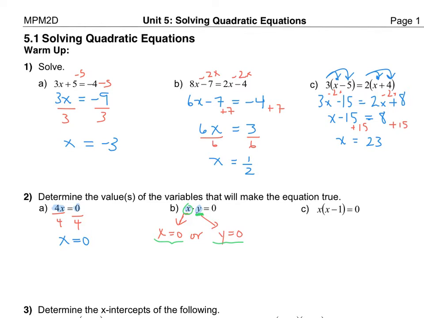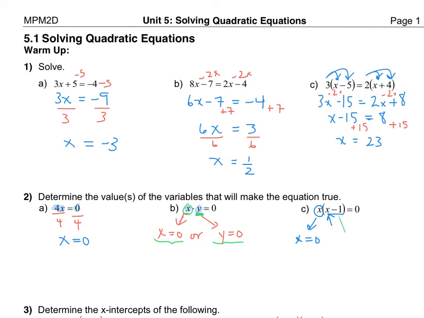So the same thing can happen with part C. If I have x times this bracket equals 0, either my x is equal to a 0, and if it were, I would have 0 times -1, because when I put a 0 in here for x, that bracket turns out to be -1. So 0 times -1 would equal 0.